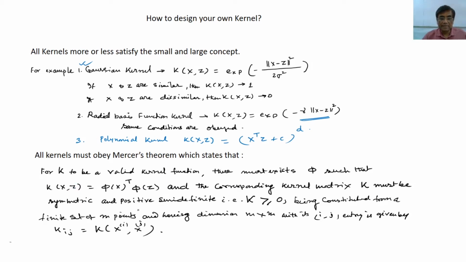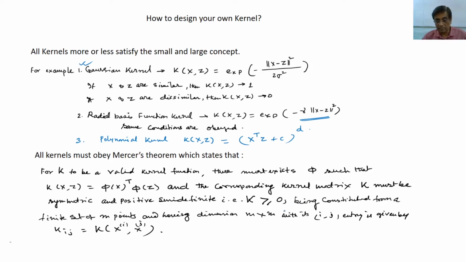And correspondingly, the kernel matrix K must be symmetric and positive semi-definite. That means K should be greater than or equal to 0. That is, all eigenvalues will be greater than or equal to 0.